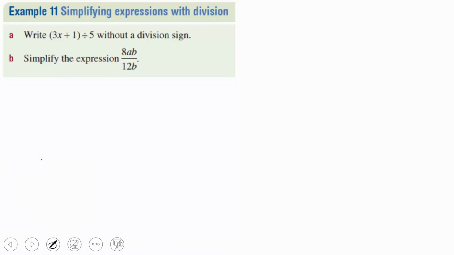Yeah, and this is like 3x plus 1 divided by 5. So when you say x divided by 5, the only thing you can write is? 1/5. Wait, what's another way of writing divide? X over 5. Yes, you can do that. X times 1/5, or the actual answer that I'm looking for, which is x over 5, because divide means over.